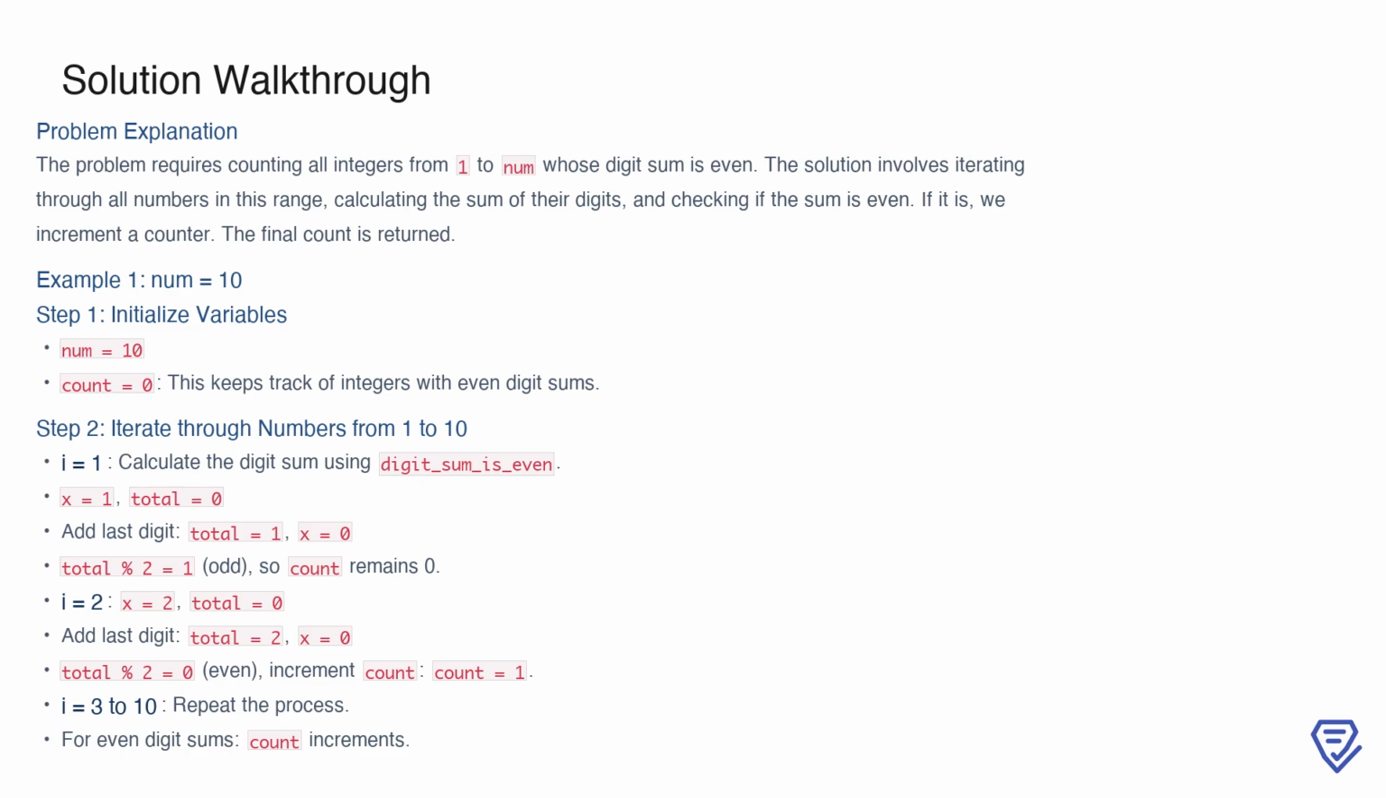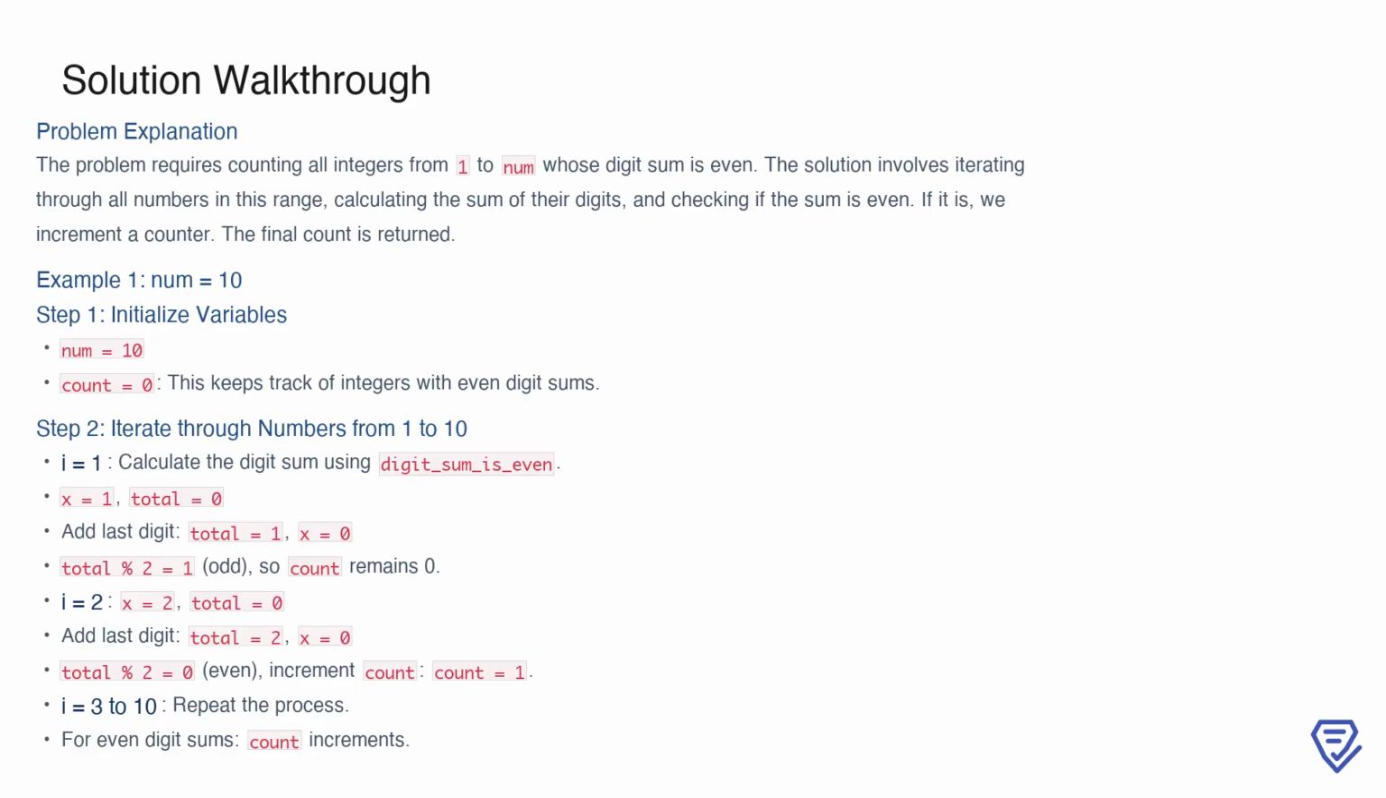For example, if number is 10, we start by initializing our variables. The variable count is set to 0, and this will store the count of numbers with even digit sums. Next, we iterate through all numbers from 1 to 10. For each number, we determine its digit sum using a helper function, digit_sum_is_even.